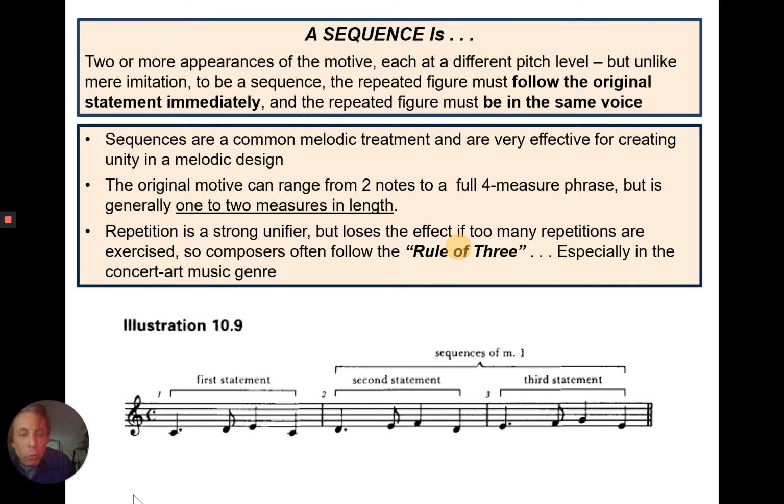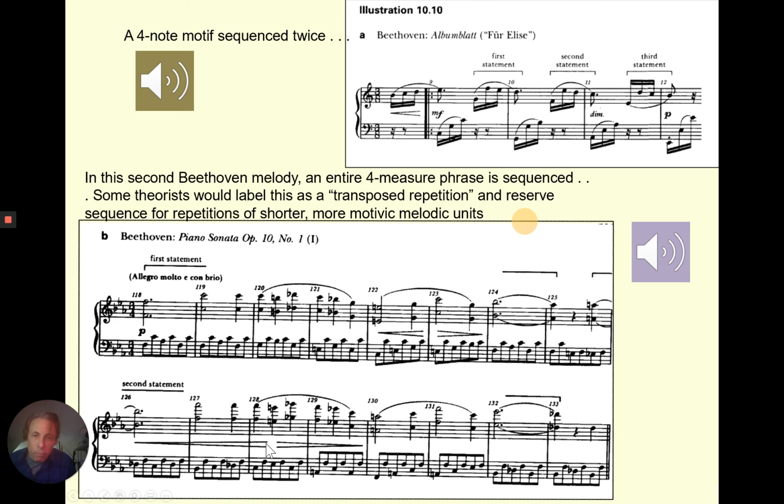And usually we follow the rule of 3. You repeat it twice, so you get the original statement 3 times total. Because after that, it's boring, which creates tension in itself, but we would not want that to necessarily continue to repeat.